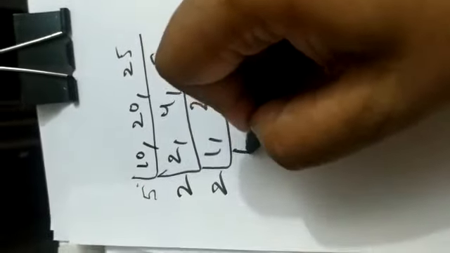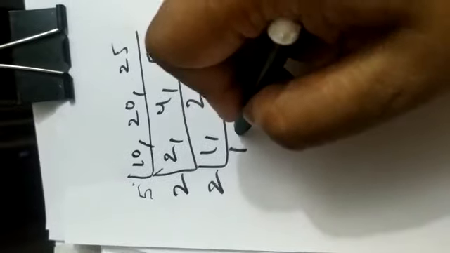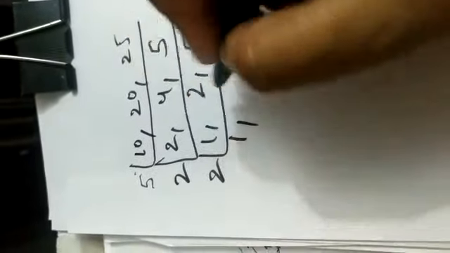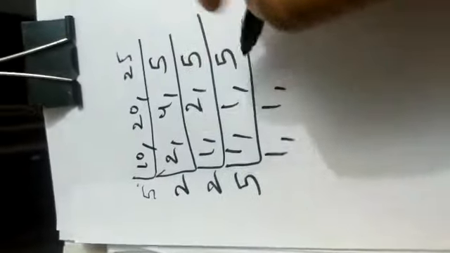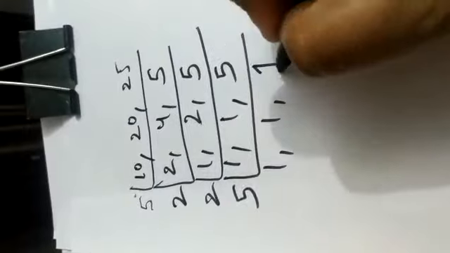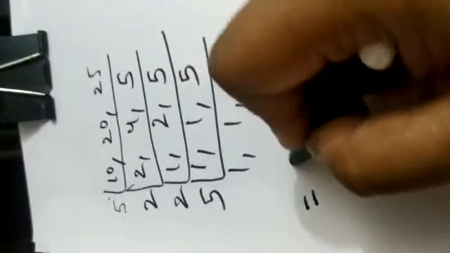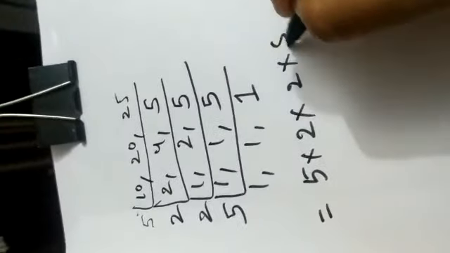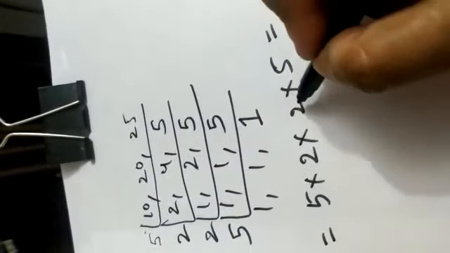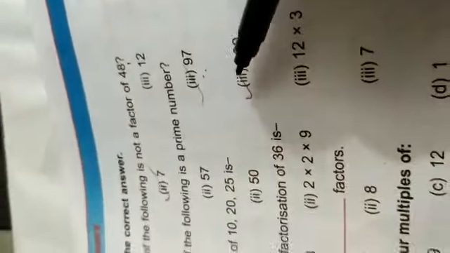Now again we divide by 2. 1 cannot be divided by 2, so we write down 1 as it is. 2 divided by 2 is 1, and again 5 will be written down as it is. Now we divide by 1, 1 and 1 will be written down as it is. 5 divided by 5 is 1. So here the LCM is 5 into 2 into 2 into 5. Its answer is 5 2s are 10, 10 2s are 20, 20 5s are 100. So the third option, 100, is the correct answer.